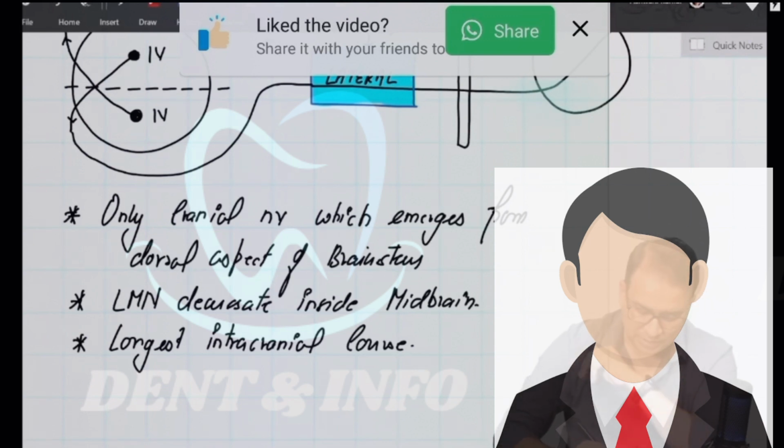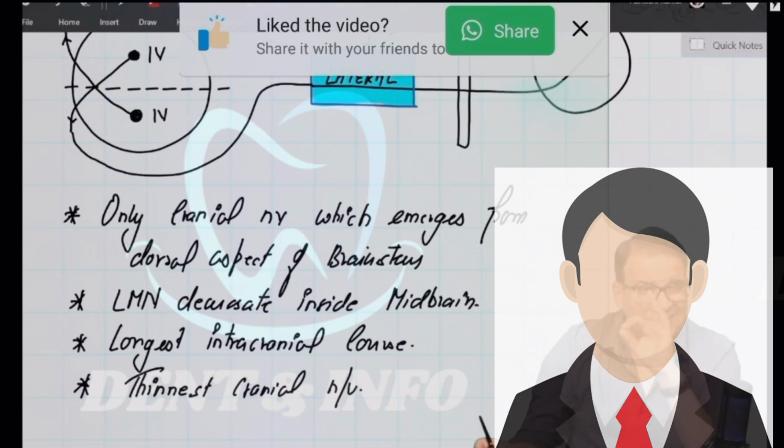Longest intracranial course. And also to be noted, this is the thinnest cranial nerve available, guys. It's the thinnest cranial nerve out of the 12 nerves.